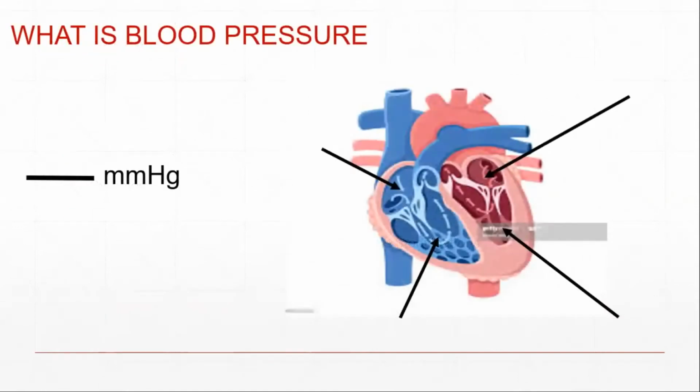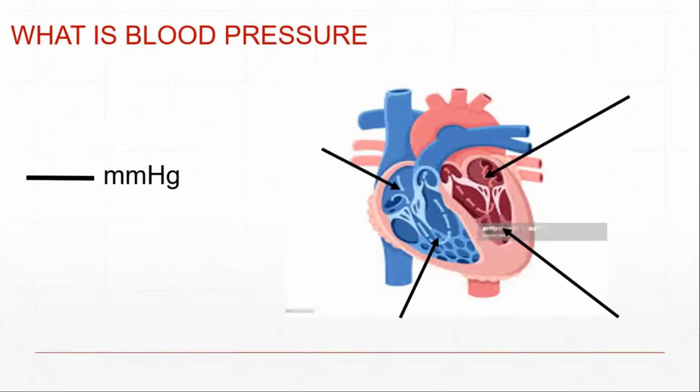What is blood pressure? First, looking at the heart, the two top chambers are your atria, noted by the two top arrows, and the two bottom chambers are your ventricles, noted by the two bottom arrows. Blood in the heart flows from your atria to the ventricles before it is pumped out to the body and lungs.